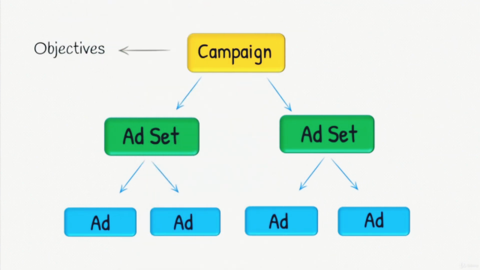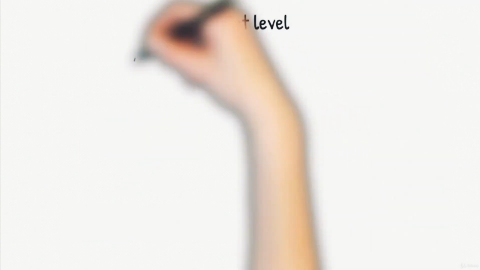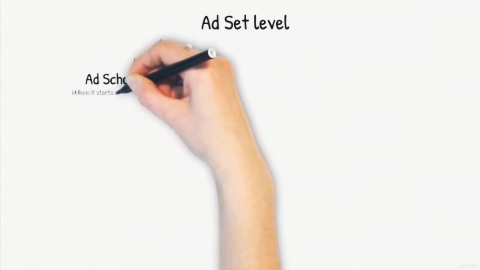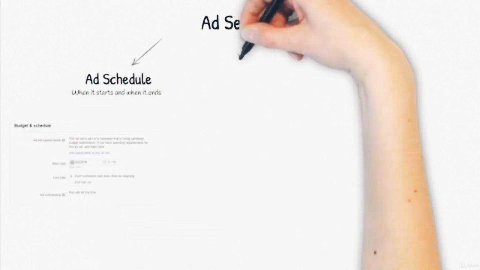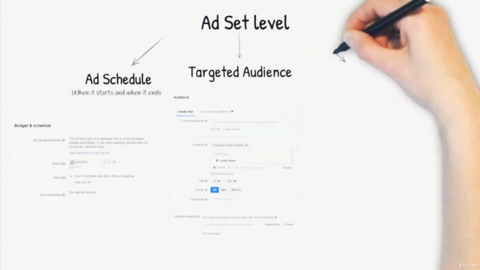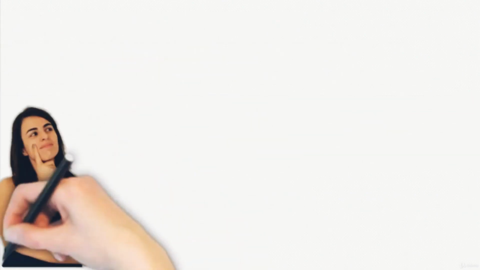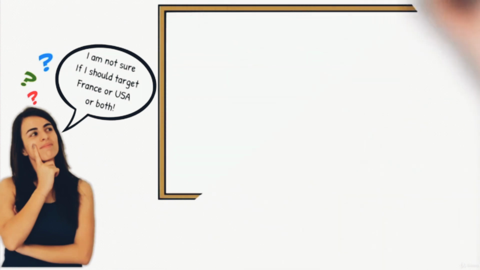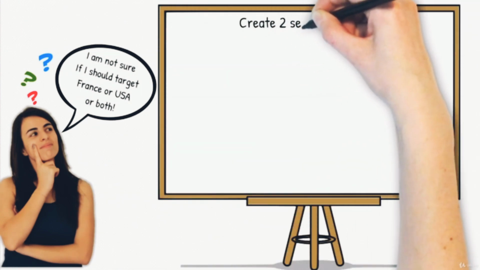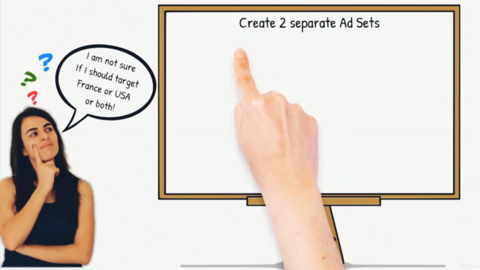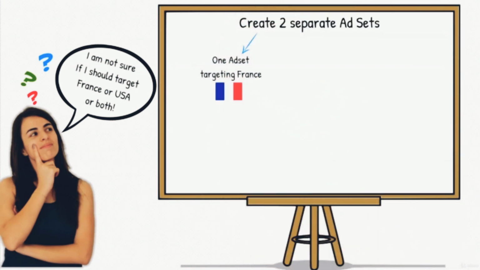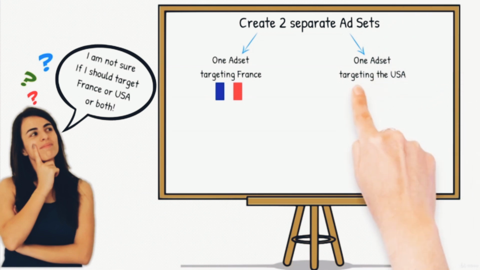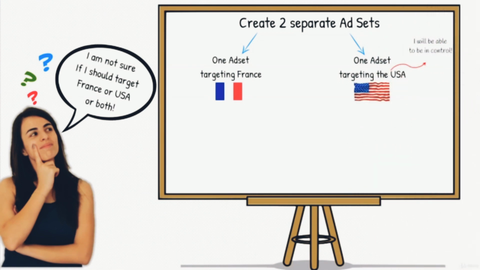So let's get back to the ad set level. At this level, you choose the schedule of your ad, when it starts and when it ends, the audience you want to target, and the ad placement. Let's say I want to target people in France and people in the USA, and I'm not sure which location will work best for me. I can create 2 separate ad sets, and I tell Facebook to target people in France in the first ad set and people in the USA in the second ad set. In this way, I will be in control. How is that? Let me show you.